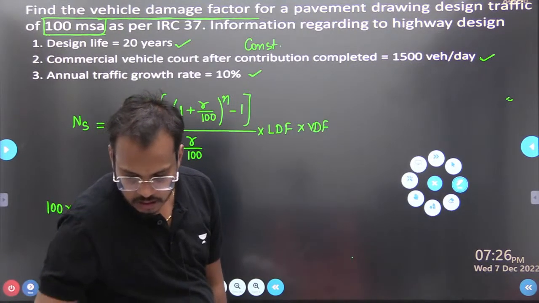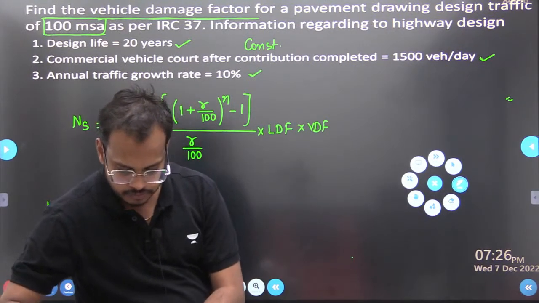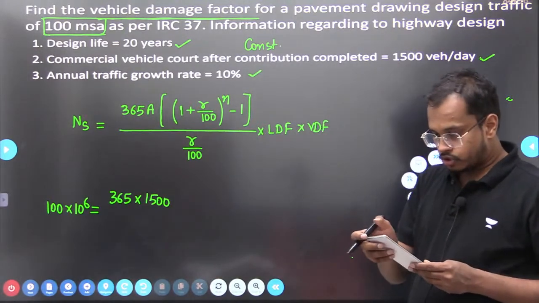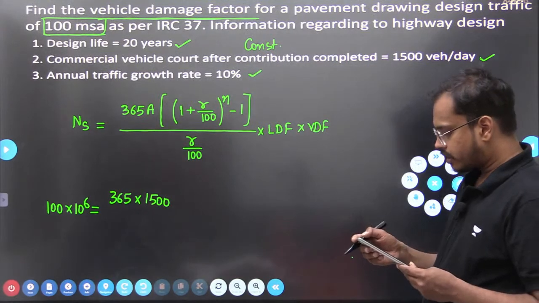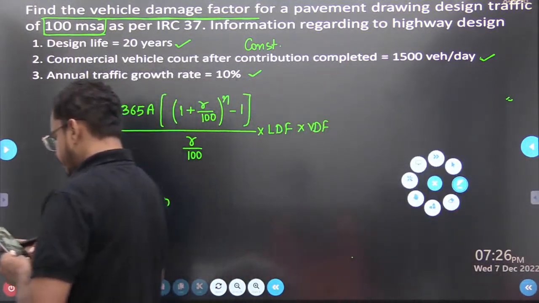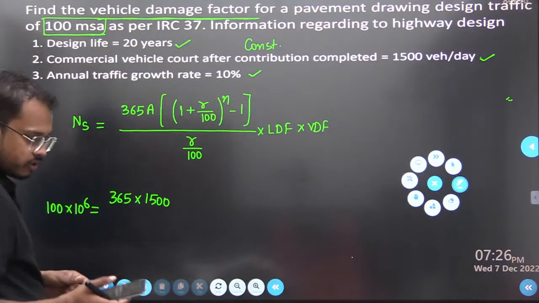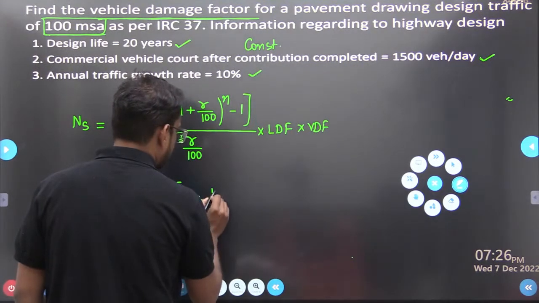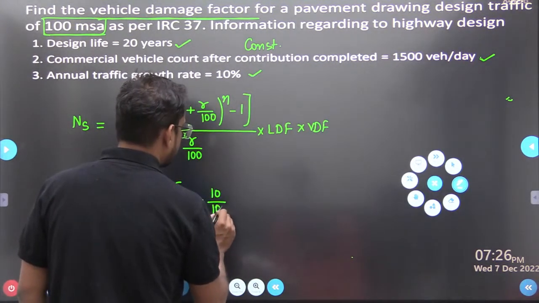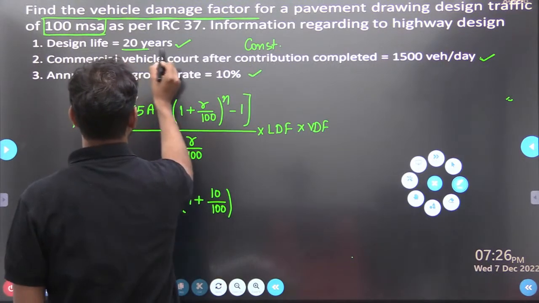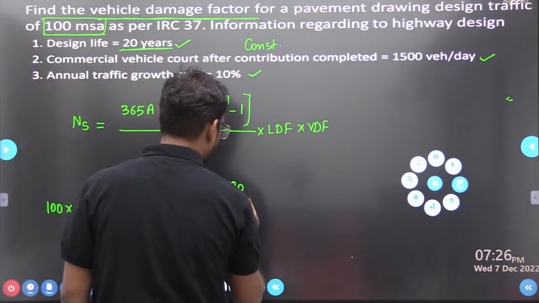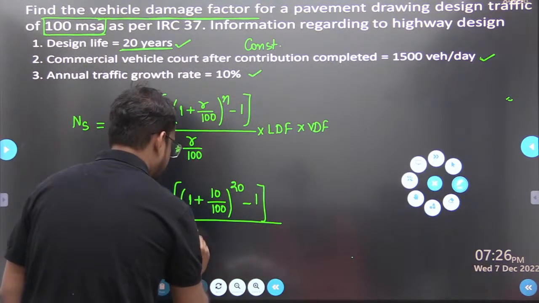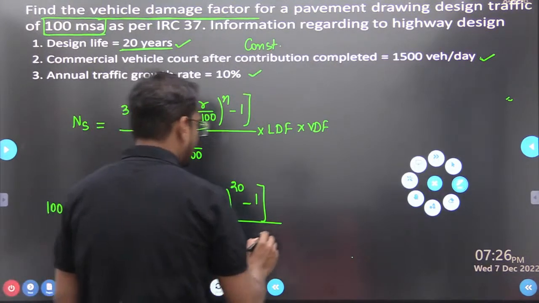Now see here please. My dear friends, you put the value here: 1 plus R by 100, so 1 plus traffic growth rate of 10%, raised to the power n, that means design life, which is 20 years, so to the power 20 minus 1, divided by R by 100, that means 10 divided by 100, multiplied by lane distribution factor.